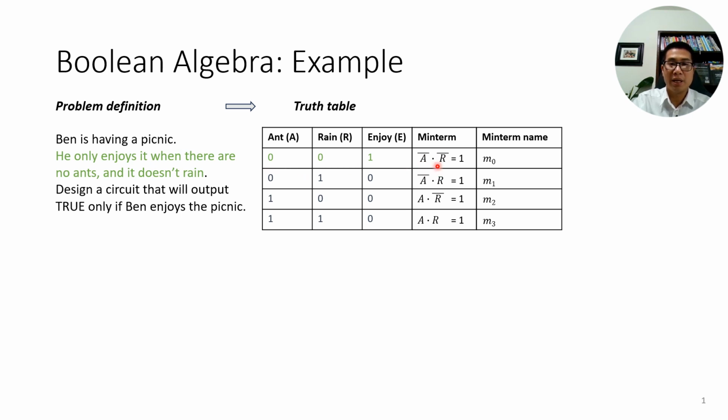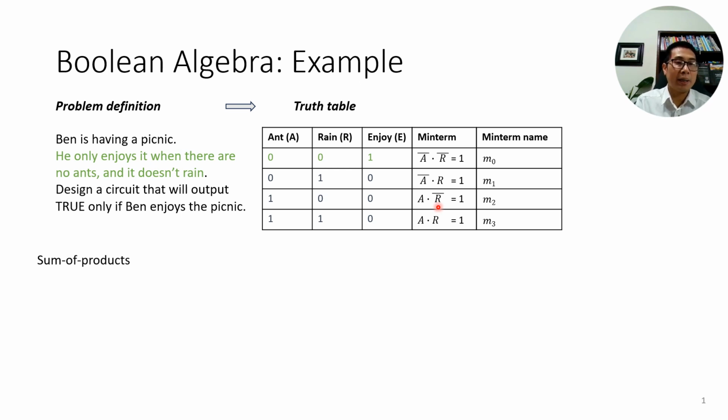Why? Because A and R are the inputs, and it is the product of them. And the next one is why not over here, because it's going to produce 1. Why? Because A is 0, so not A is 1. R is 0, so not R is 1. So 1 and 1 is 1. Very similar, we can find other min terms over here.